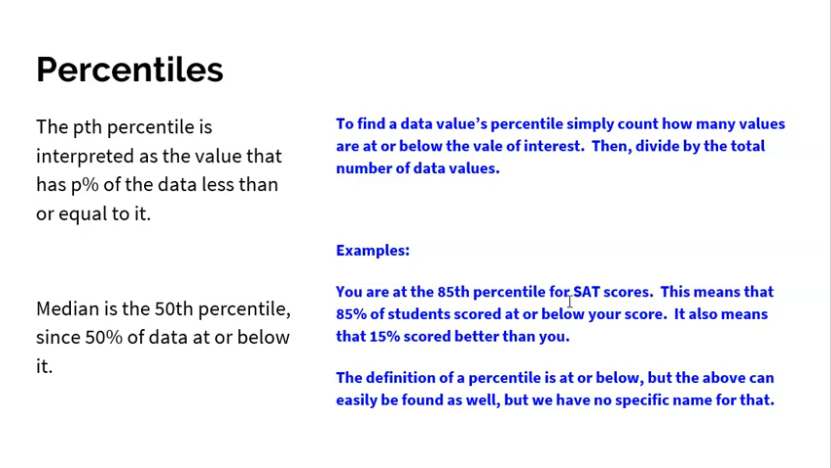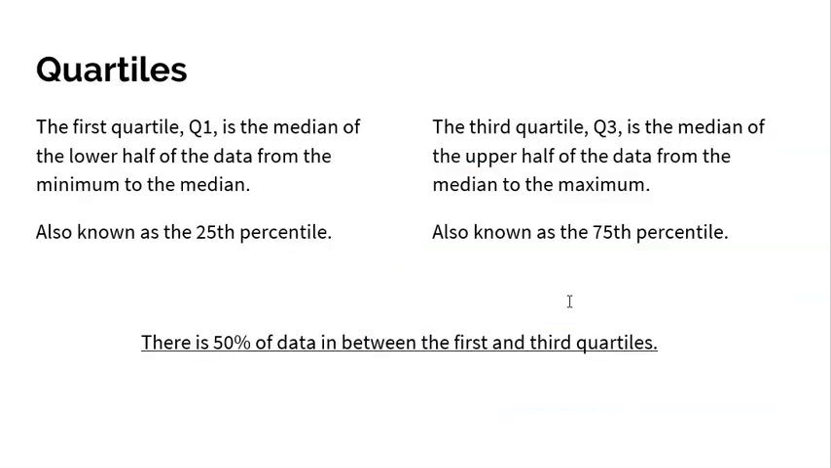A percentile is a nice way because it's relative, right? It's a percentage. It tells you where you fit into the data. So if you got a 99th percentile on your ACT score, that tells you right away that you fell at the very, very top. 99% of kids did below you or at your value, and only 1% did better than you. So it's a nice way to get a feel for where you fit in the data.